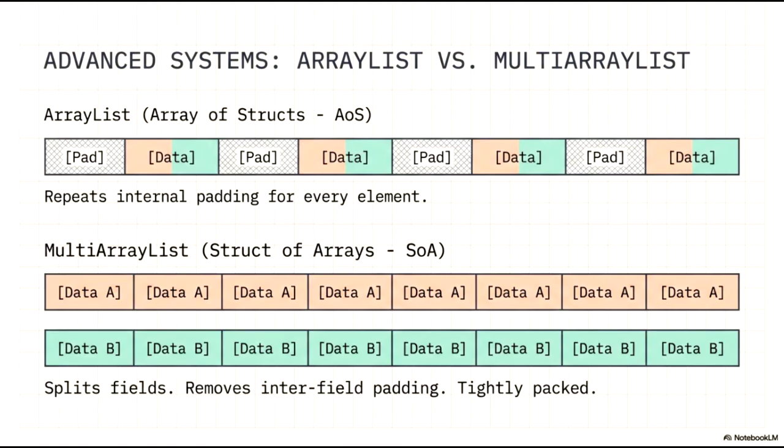In contrast, the multi-array list approach reorganizes this data by splitting individual fields into separate parallel arrays. By grouping all instances of data A together and all instances of data B together, we eliminate the need for interfield padding. This results in a tightly packed memory structure that significantly improves data density. This layout is particularly advantageous for high-performance computing and SIMD operations, as it allows the CPU to load only the relevant fields into the cache, maximizing memory bandwidth and overall efficiency.